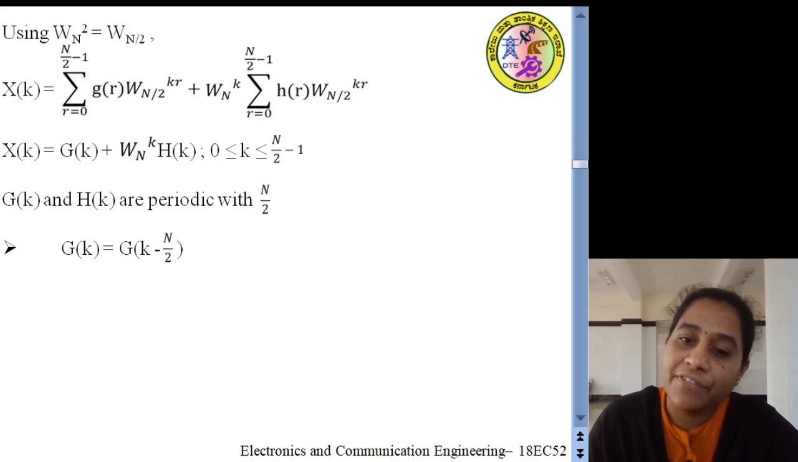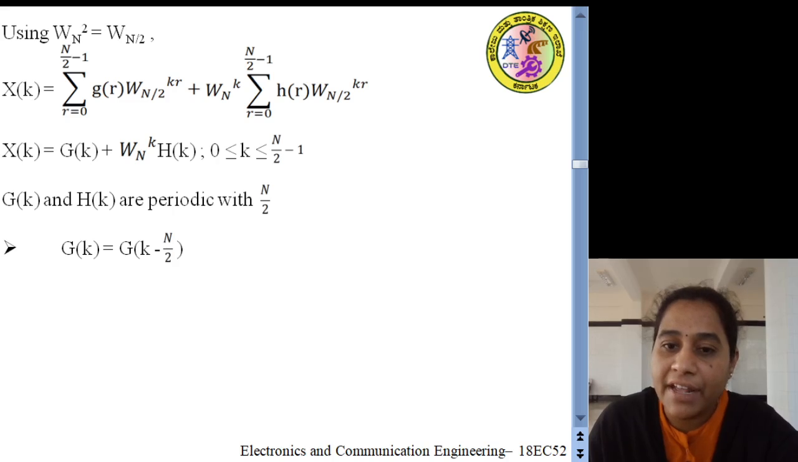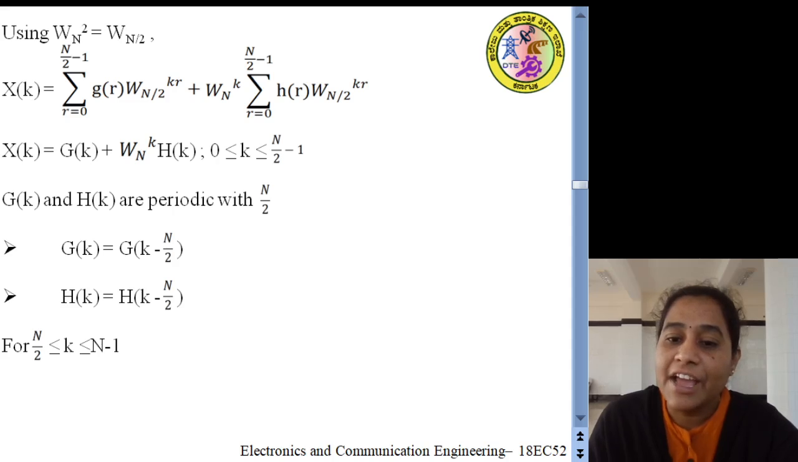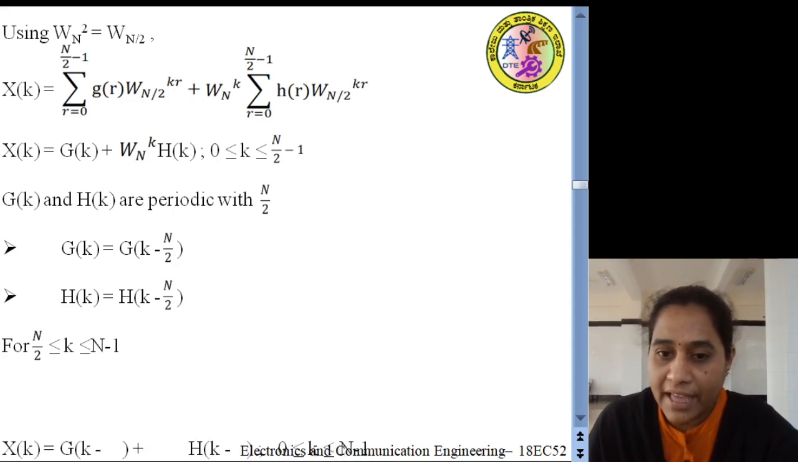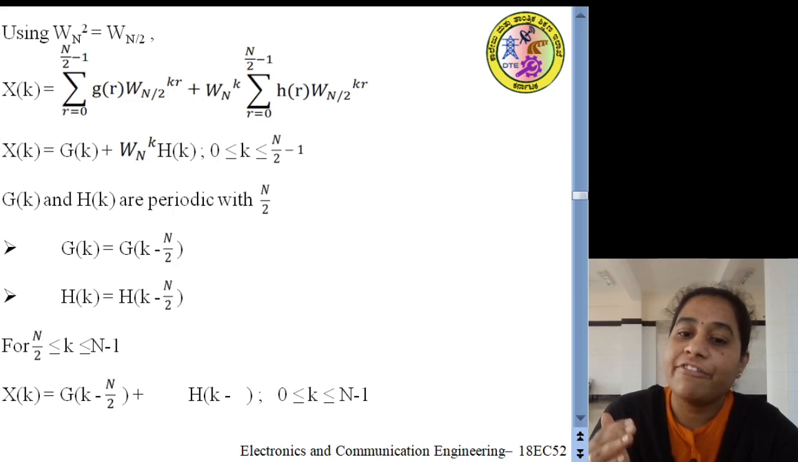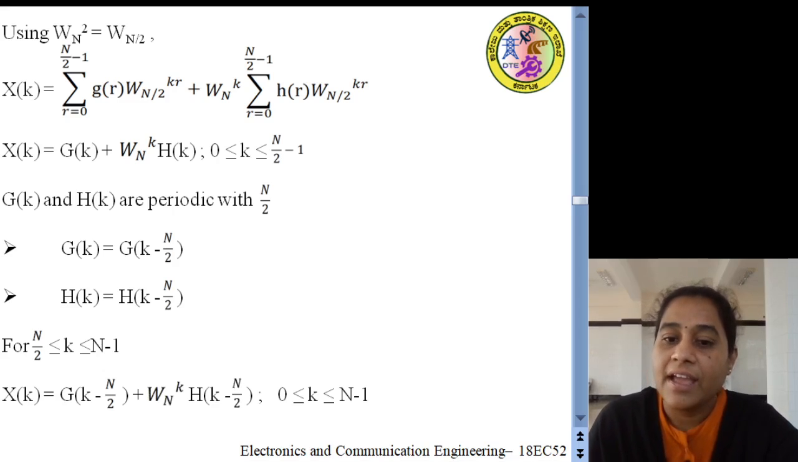Okay, as they are periodic with N/2, how can we write? Our G(k) is equal to G(k minus N/2). Similarly, we can write H(k) is equal to H(k minus N/2). So for the value of k varying from N/2 to N minus 1, that is the last half, X(k) can be written as G(k minus N/2) plus W_N^k into H(k minus N/2).